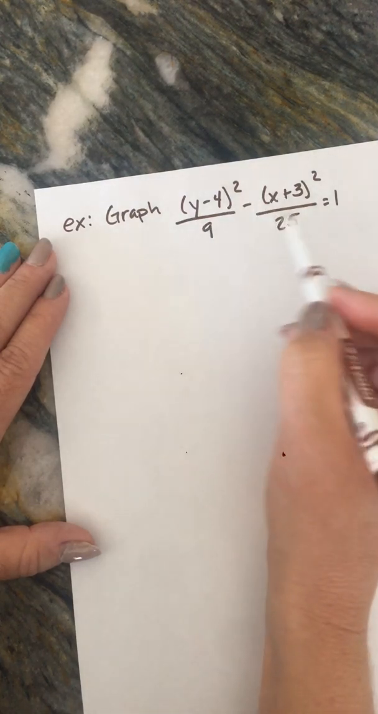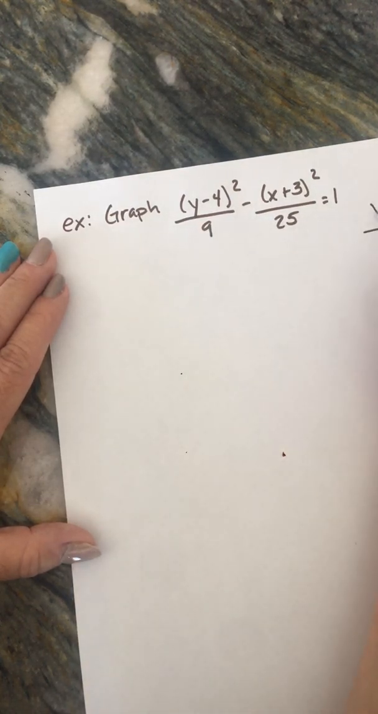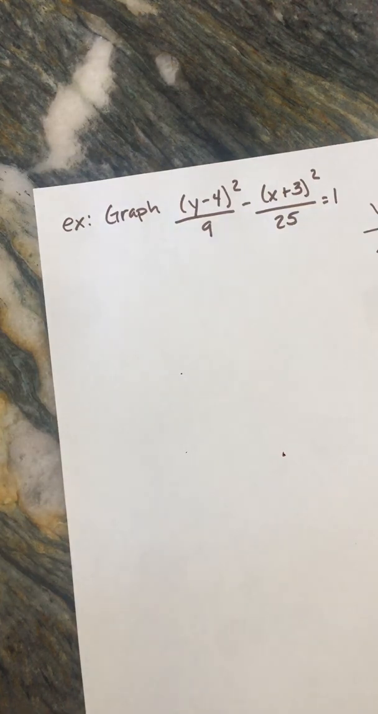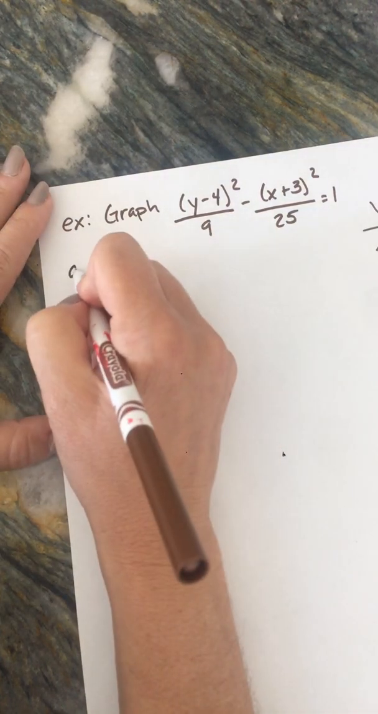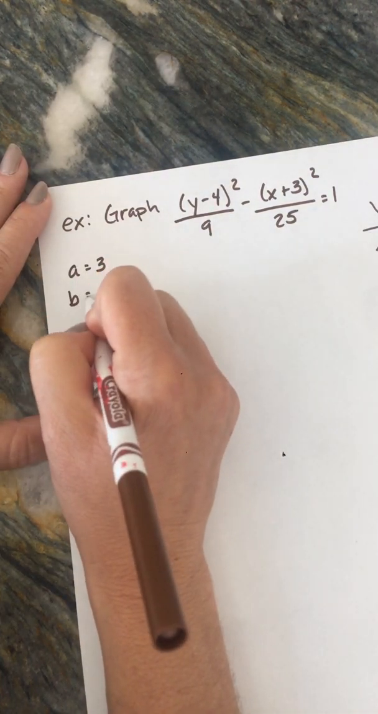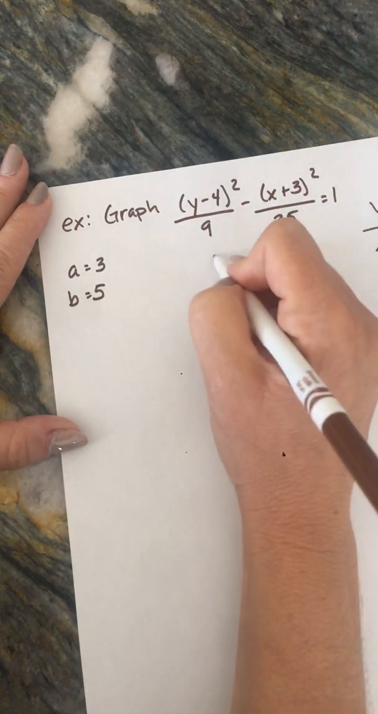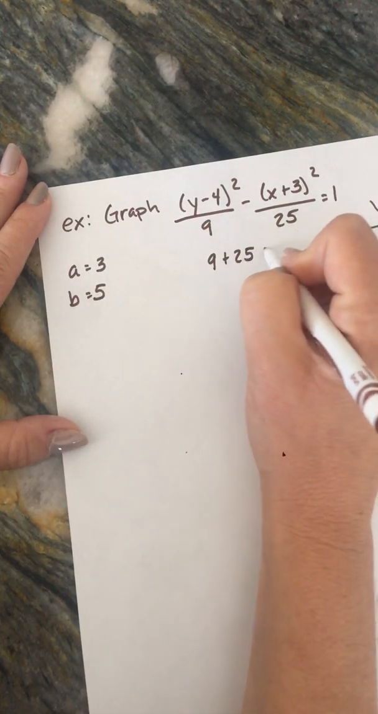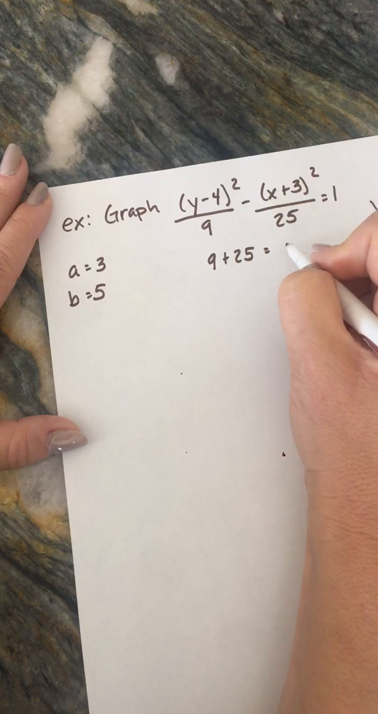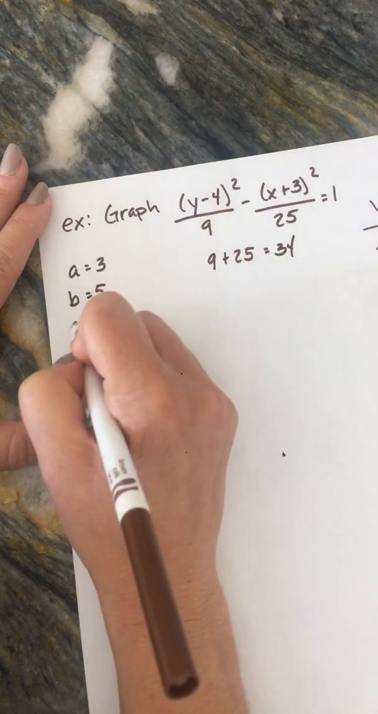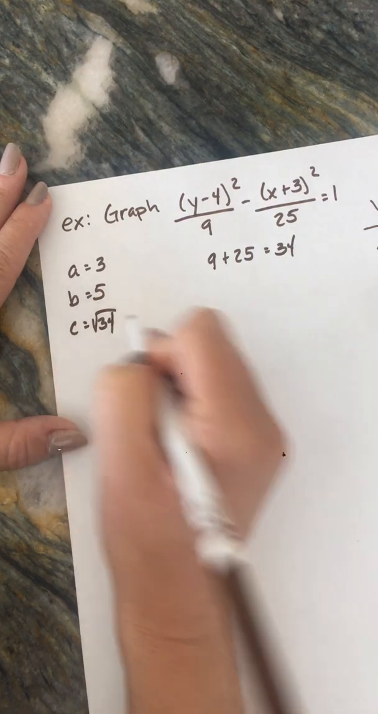So this is a vertical orientation. I'll just do a little sketch. It's going to look like this. A equals 3, B equals 5. So let's find C. 9 plus 25, so that'll be 34. So C equals the square root of 34.